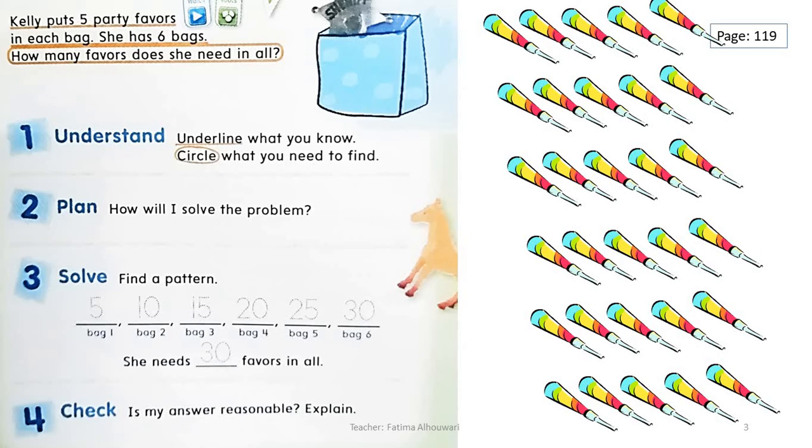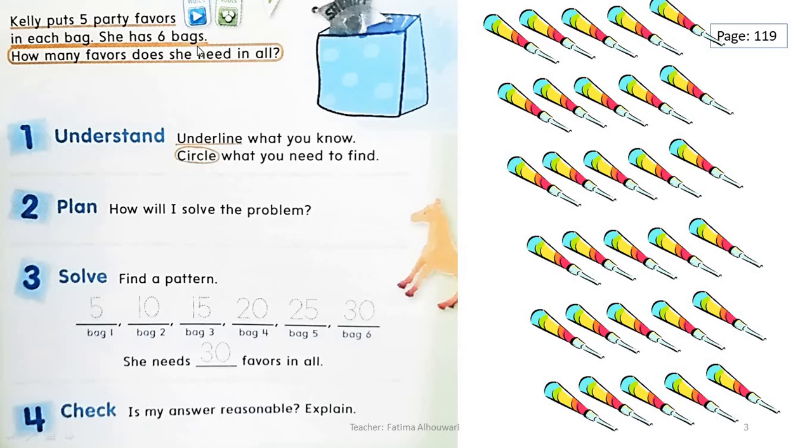Now the question is, what facts did you know from this story? We have two numbers here. The first fact: Kelly puts 5 party favors in each bag. The second fact is she has 6 bags. So, we will underline the facts that we know from this problem. This one and this one.